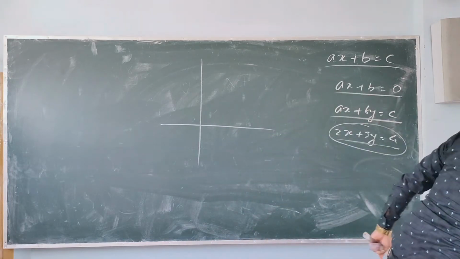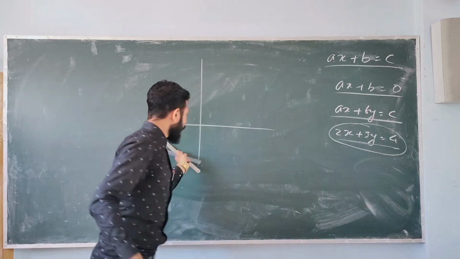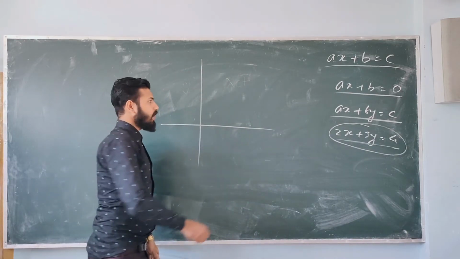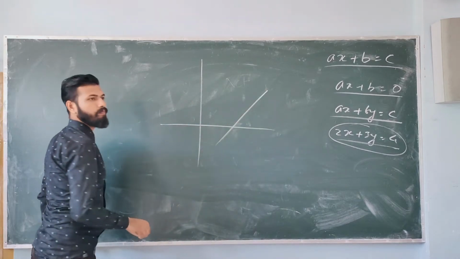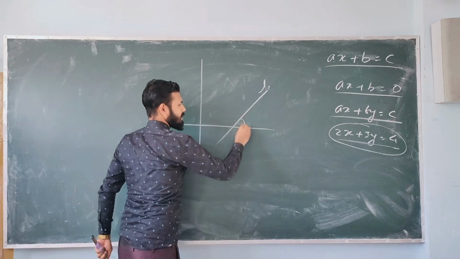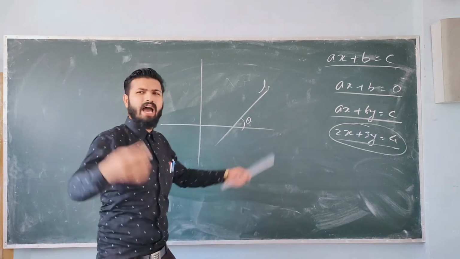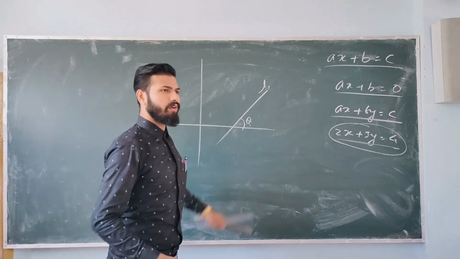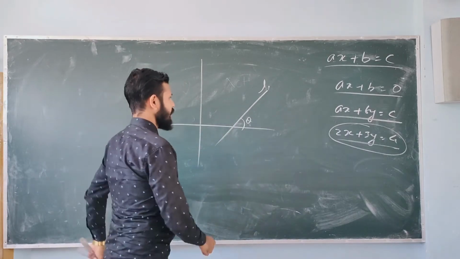Listen carefully. Very important thing. Suppose this is the x-axis, this is the y-axis, horizontal line and vertical line. Now I make this line. This is a line L, and it makes some angle theta. So theta can be 30, 40, 50, whatever. Let it be any angle, measured with the x-axis. Now listen. How to find it?